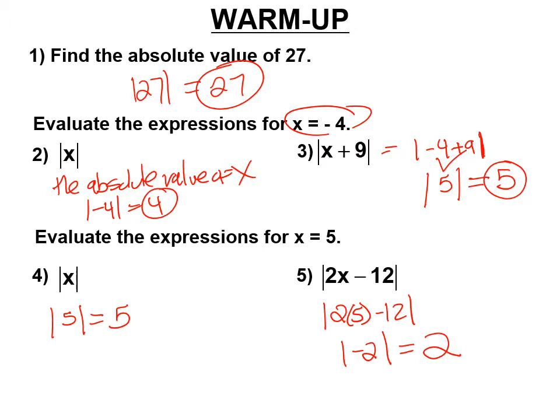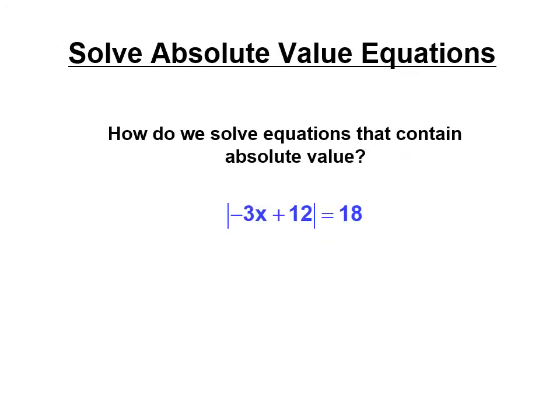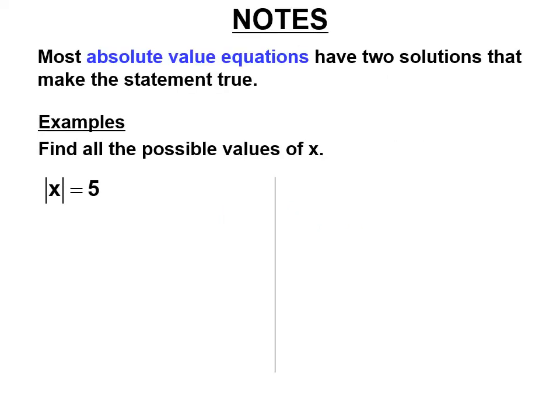Now, what we're going to be doing today is doing that sort of thing backwards. So we're going to figure out x from an equation. So it's going to look like that. And it turns out that working backwards, absolute value equations typically, not always, but almost always, have two solutions. Remember I told you, equations don't always have one solution. We learned they could have infinite solutions. We learned they could have no solution. These will typically have two. We will go over exceptions as well. So most absolute value equations have two solutions that make the statement true.